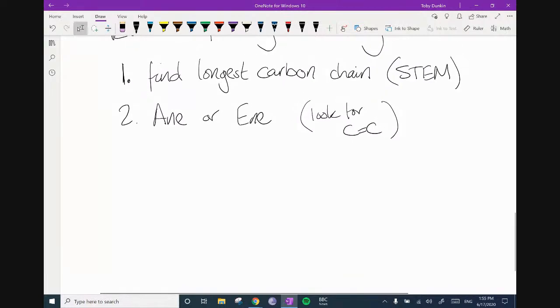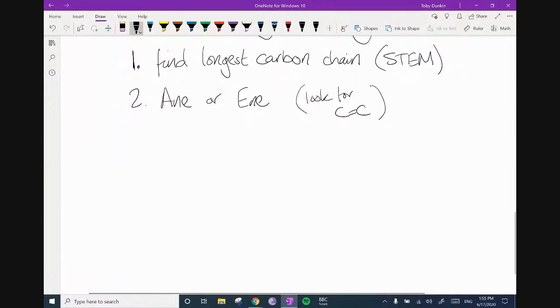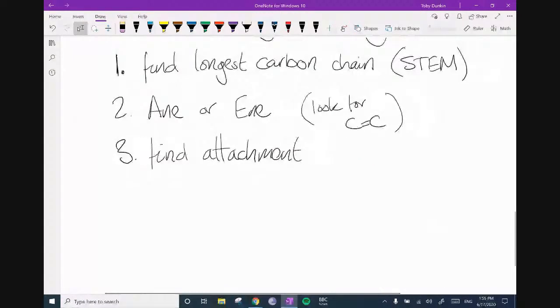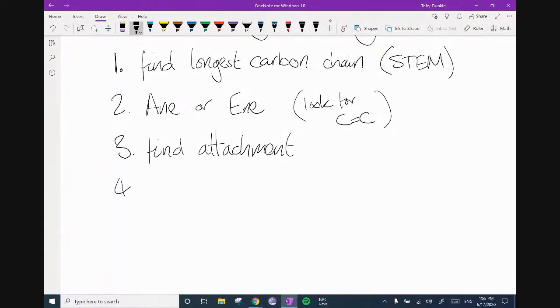Ane or ene, I like it. So what I'm going to do is just what I said: I'm going to give you all the rules. Step number 3, find attachments. I just think this is going to be really interesting to see whether or not, which one Ashley prefers. Find attachments.